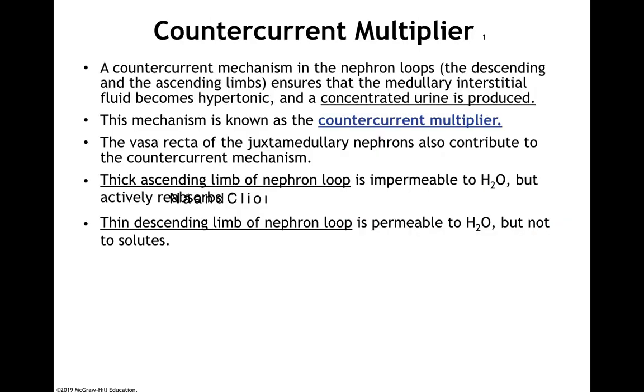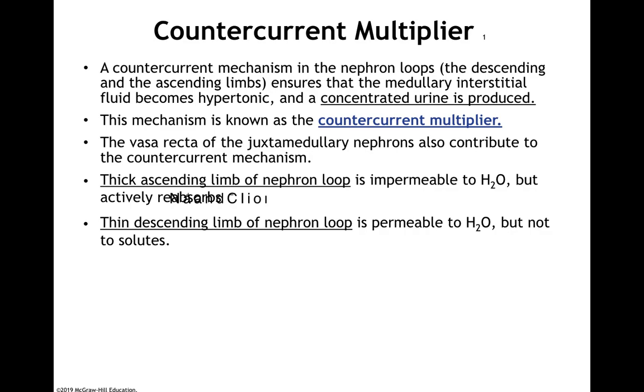One of the things that makes the juxtamedullary nephrons important is the use of a countercurrent multiplier. That's a mechanism in the nephron loop that ensures the medullary interstitial fluid becomes hypertonic and concentrated urine is produced. It's known as a countercurrent multiplier. The vasa recta of the juxtamedullary nephrons contribute to the countercurrent mechanism.